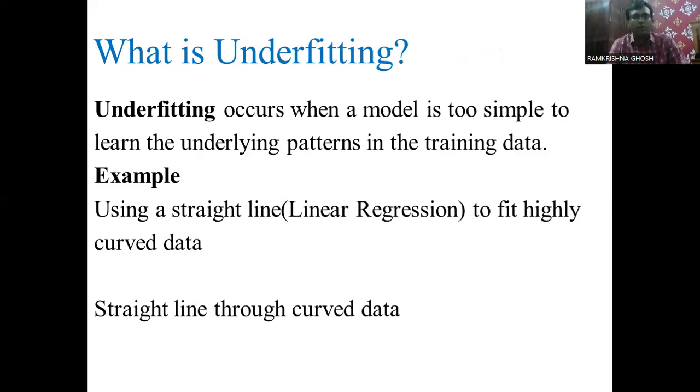What is underfitting? Underfitting experiences high bias and low variance. Underfitting occurs when the model is too simple to learn the underlying patterns in the training data. Example, using a straight line, that is supervised linear regression, to fit highly curved data. Straight line through the curved data.